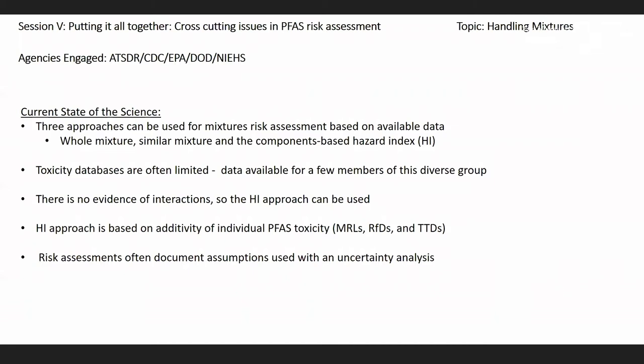Good afternoon. I want to thank the National Academy of Science for the opportunity to talk today. PFAS exposures are unintended, complex, simultaneous or sequential, multi-route. So assessment of something like that, you would expect, is very important, but also very complex. The community across the United States are concerned about potential adverse effects of PFAS exposures.